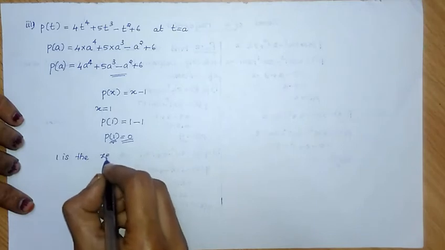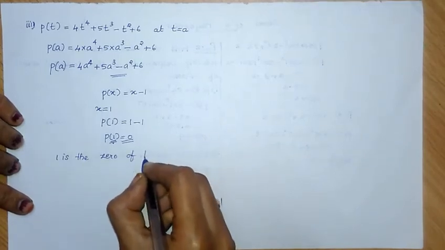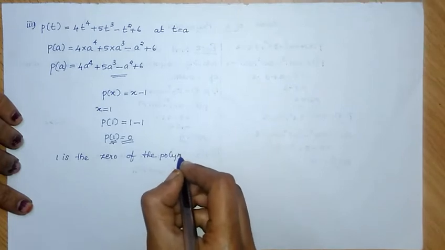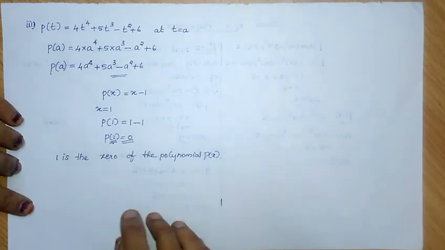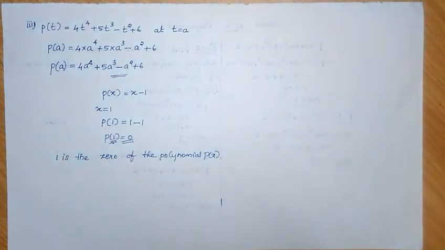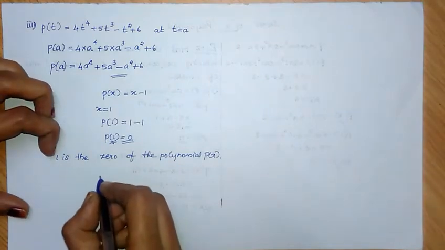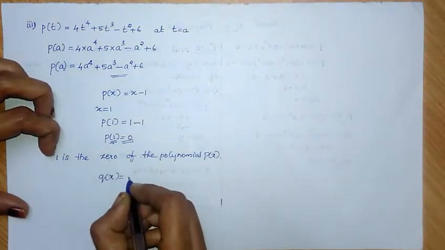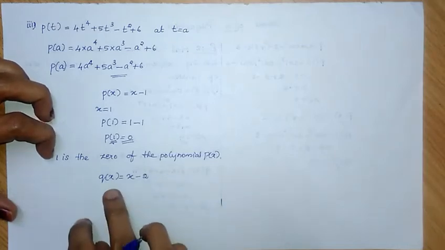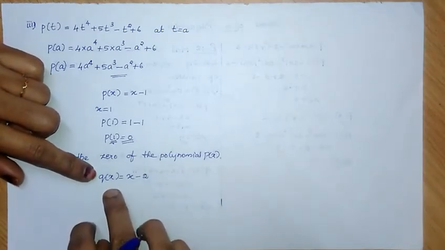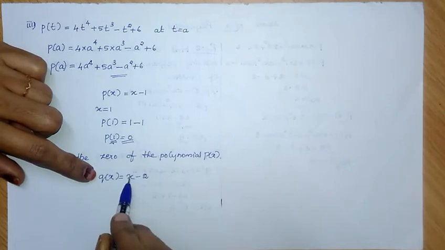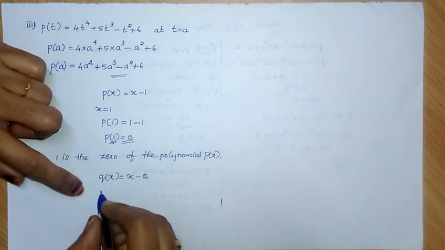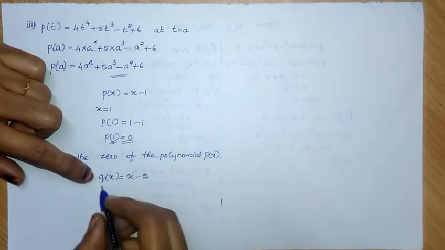1 is the 0 of the polynomial P of x. One more polynomial, I am taking it as Q of x. Q of x is equal to x minus 2. So, in this polynomial, what is the 0 of this polynomial? We can guess that because if we apply 2 here, we will get 2 minus 2 is 0. So, the 0 of this polynomial is 2.